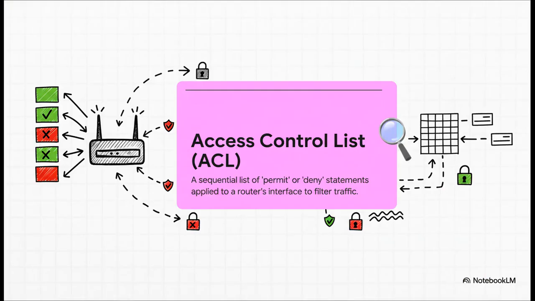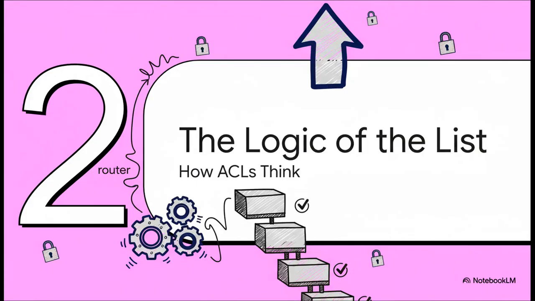Okay, so let's get a little more formal for a second. An access control list is pretty much what it sounds like. It is a sequential list of rules. Permit this, deny that, and we apply this list to a router's interface. This is our go-to tool for filtering traffic and making sure our security policies are enforced right there on the hardware.